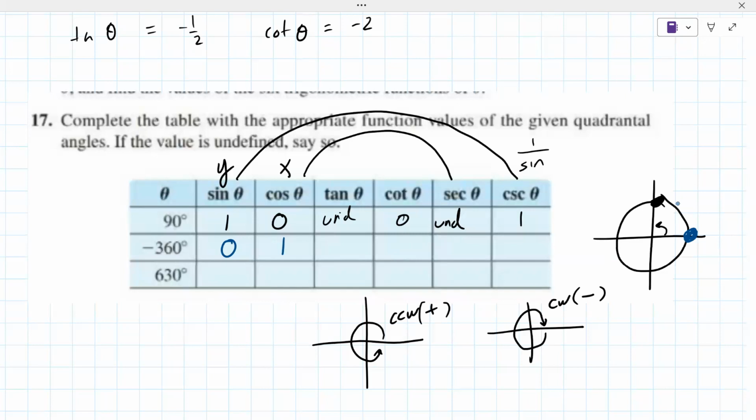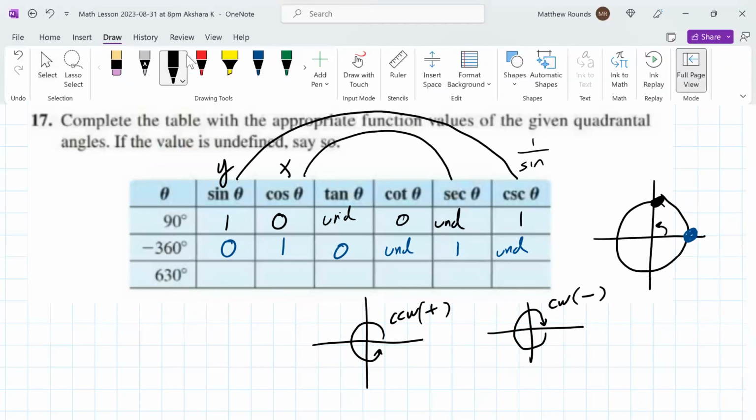0 for tan. Okay. Undefined for cotangent. Secant would be 1, and then cosecant would be undefined. Good. Right.